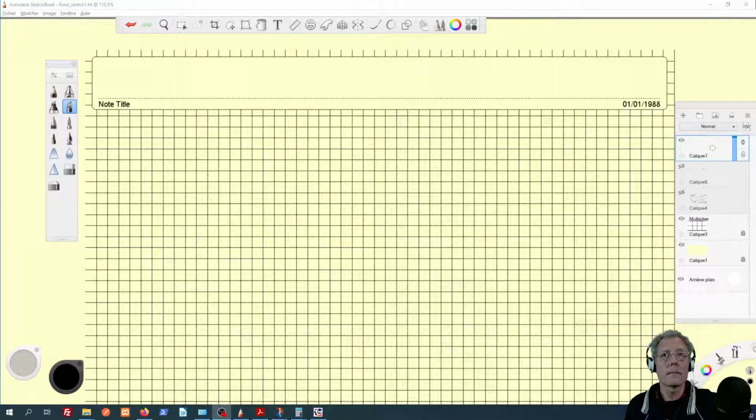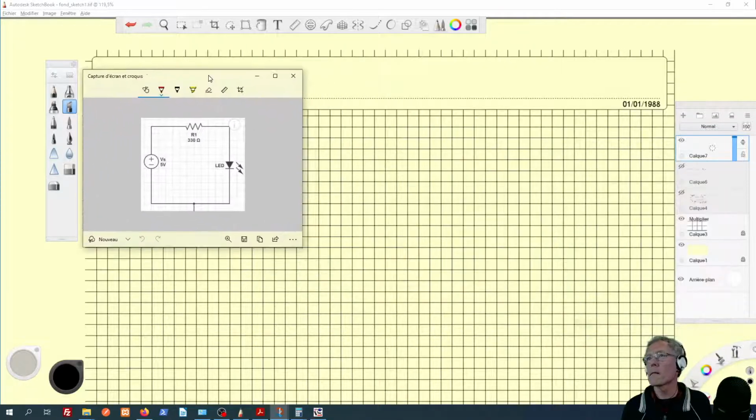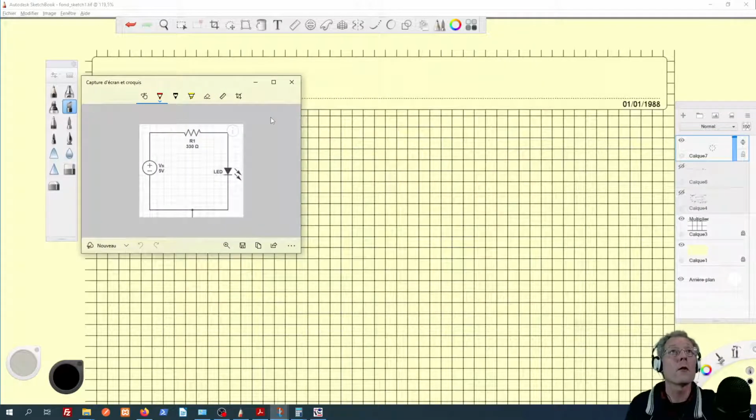When we have a look at this lesson, we'll see that it uses a 330 ohm resistor for protecting the LED. The LED has a maximum current, of course, that we have to adapt with a resistor.